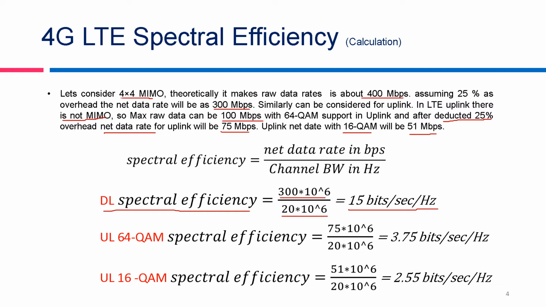So 64 QAM spectral efficiency we can calculate here. I have taken the net data rate as 75 Mbps, and channel bandwidth is the same 20 megahertz. So here we can get the spectral efficiency as 3.75 bits per second per hertz. And for 16 QAM, the spectral efficiency is about 2.55 bits per second per hertz.